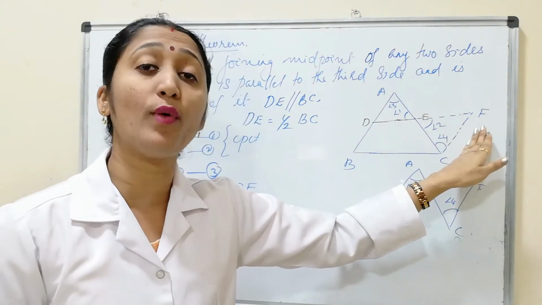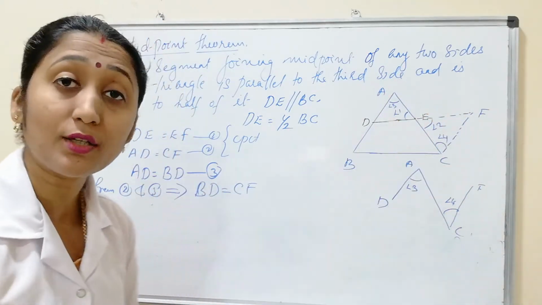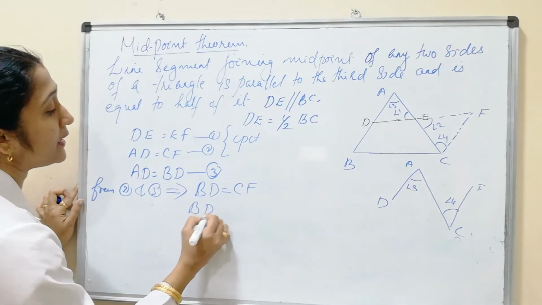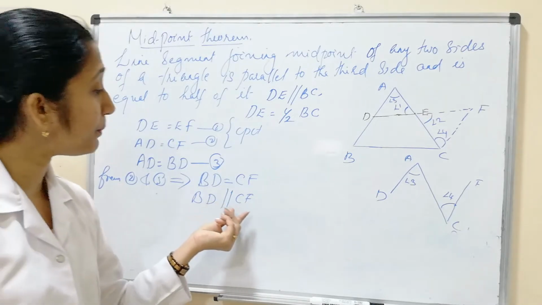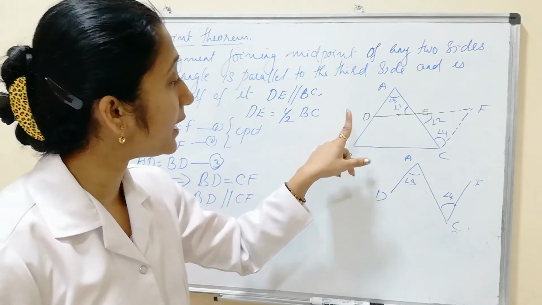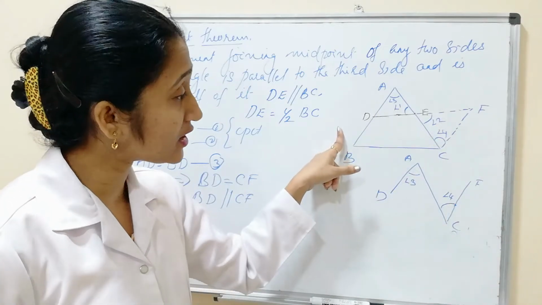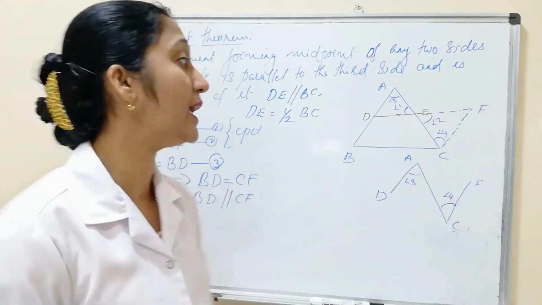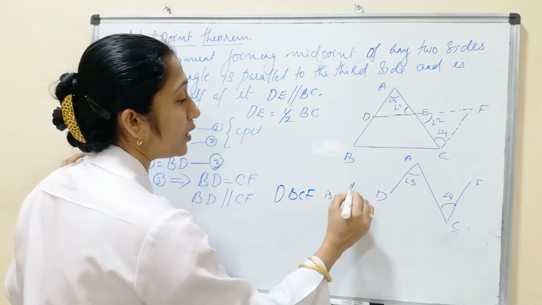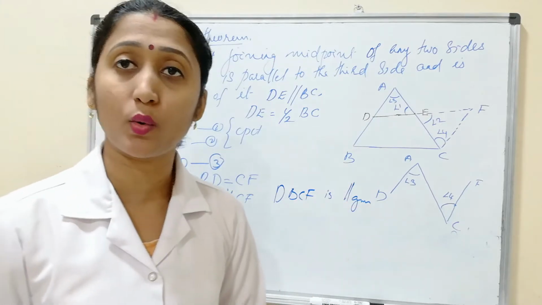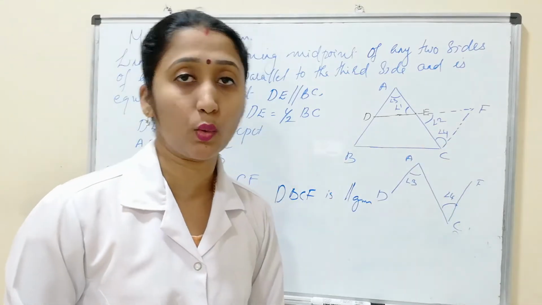We already know AD is parallel to CF, so BD is parallel to CF. Let us see. In this figure, BD is parallel and equal to CF, and these are opposite sides. So we can say DBCF is a parallelogram.